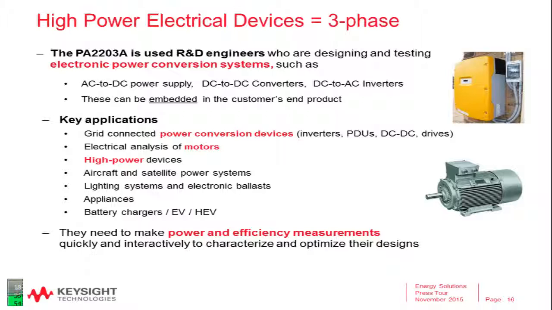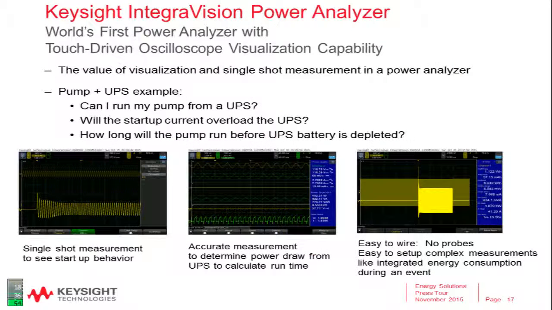These engineers who are designing these systems need to make power and efficiency measurements on their devices in order to determine if they're making improvements and using energy more efficiently. The IntegraVision Power Analyzer family is the world's first power analyzer with a touch-driven oscilloscope visualization capability. So what do I mean by that? Well, I'd like to give you an example of how this is important for an engineer.